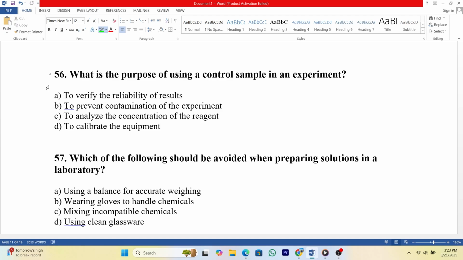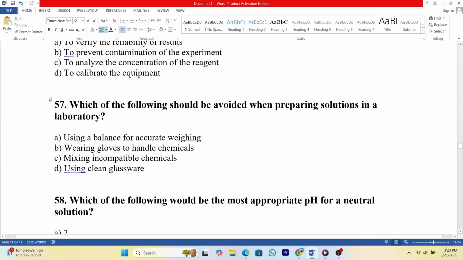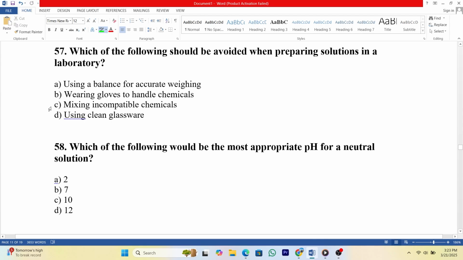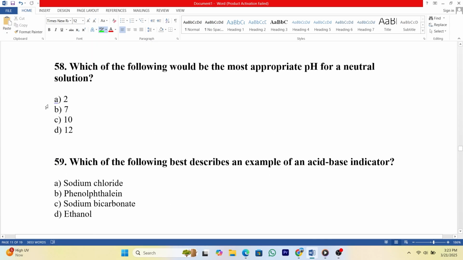57. Which of the following should be avoided when preparing solutions in a laboratory? A. Using a balance for accurate weighing. B. Wearing gloves to handle chemicals. C. Mixing incompatible chemicals. D. Using clean glassware. Answer: C. Mixing incompatible chemicals.